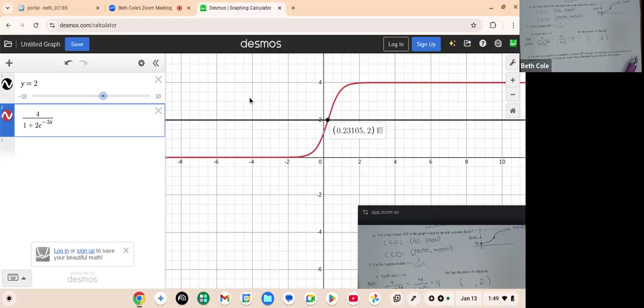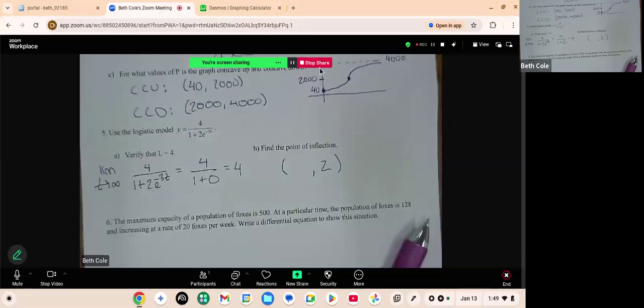All right, so I knew that the y value was going to be 2. I got 0.231 for my x value. Is that 0.231? All right. You guys are handling this very well. These logistic models, sometimes I get kicked back over them.